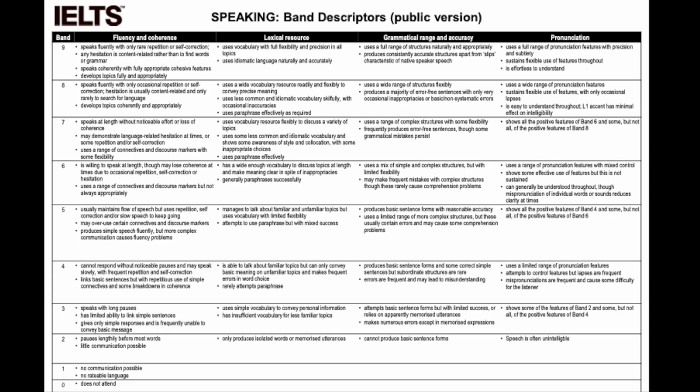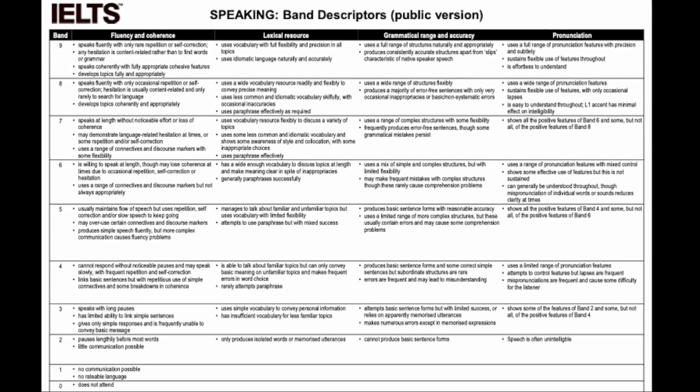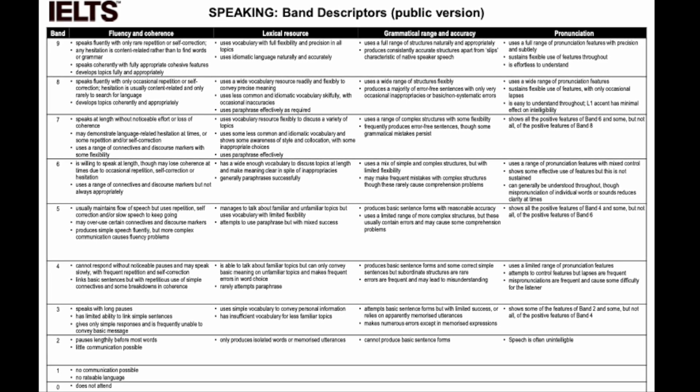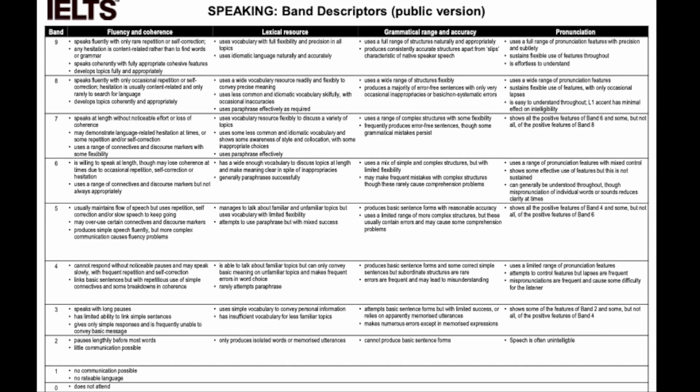that there are 4 criteria that are used for marking your speaking ability. Starting from the left, we have fluency and coherence, then lexical resource, which we know is a fancy way of saying vocabulary. After this, we have grammatical range and accuracy, and finally, we have pronunciation.